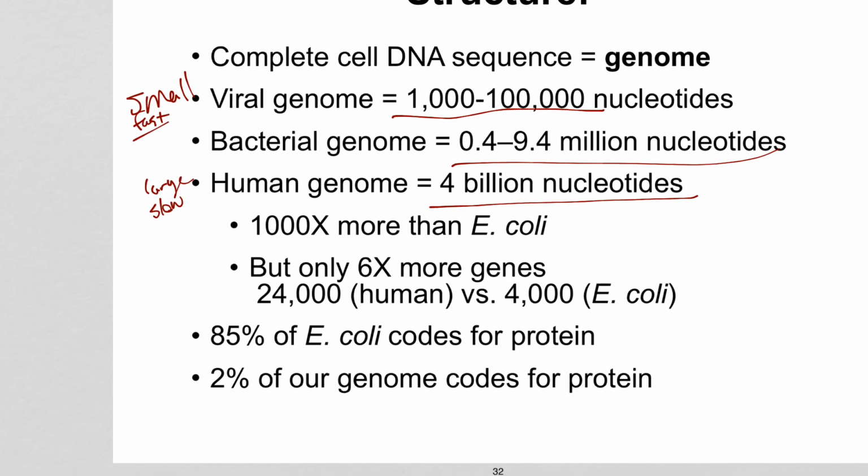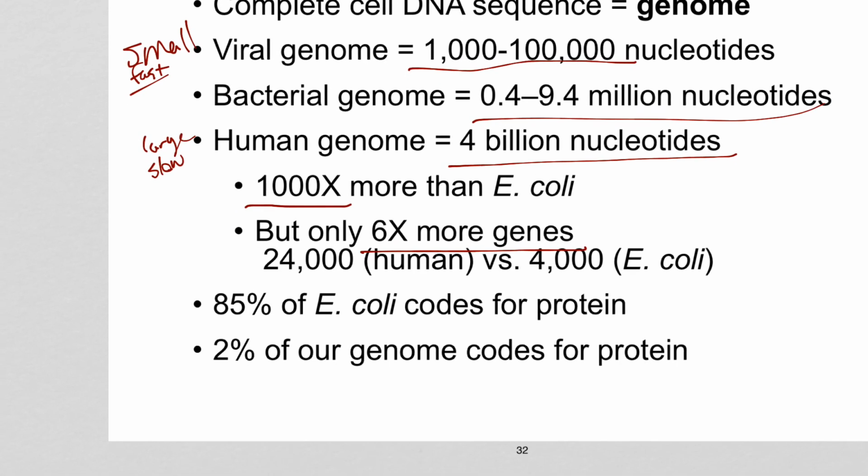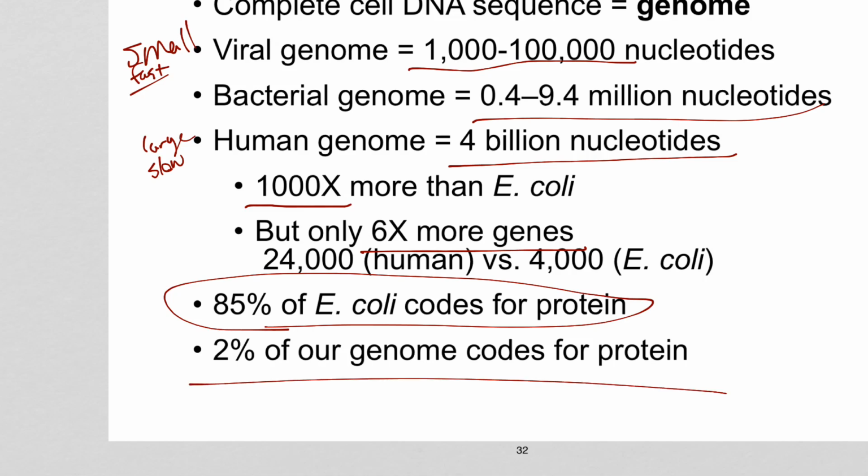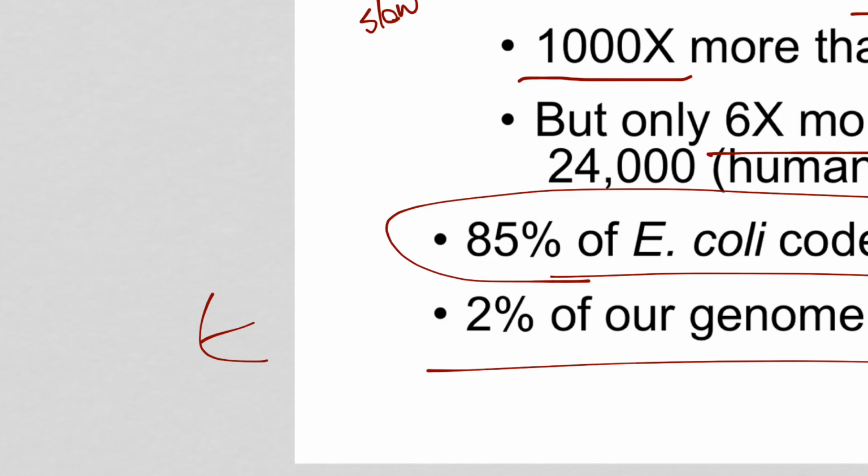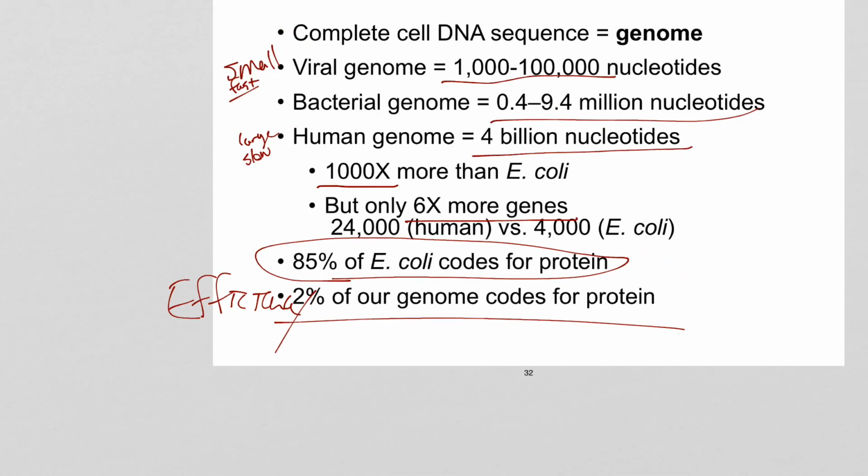The other thing that I want you to see is that the human genome is about 1,000 times larger than an average bacterium like E. coli, but we only have about 6 times as many genes. What that means is, if you go into a bacterial cell, 80-some percent of their DNA directly codes for protein. That number is only about 2% for humans. This is entirely a matter of efficiency.